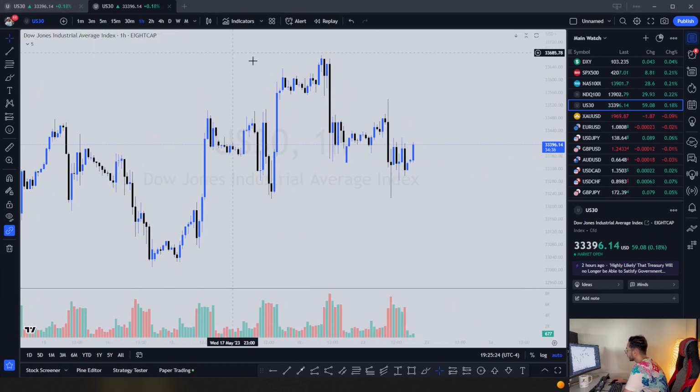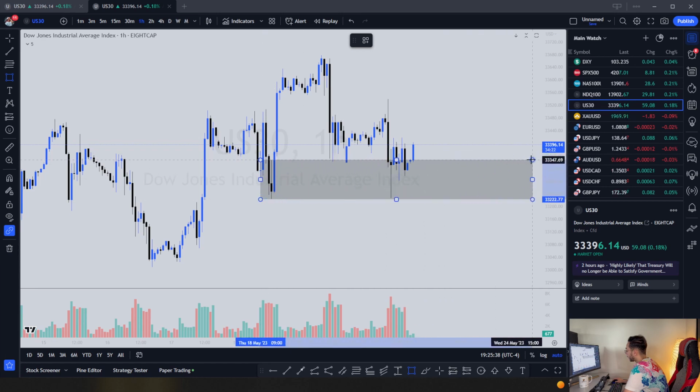If you look at this, we had a spike, a big move down on the hourly time frame after this red candle here, which I have marked as black. So if I draw this zone here, you can see this is our demand zone within that 1 hour time frame.